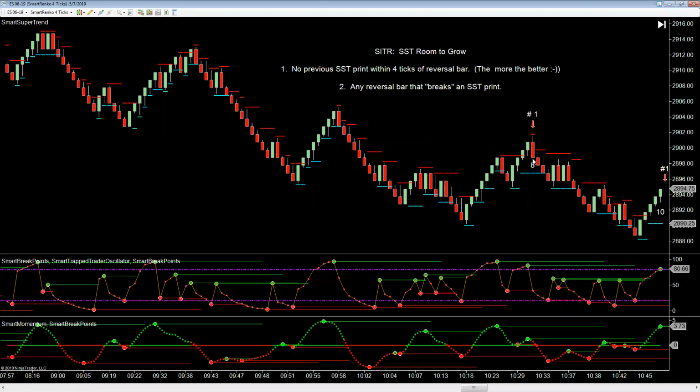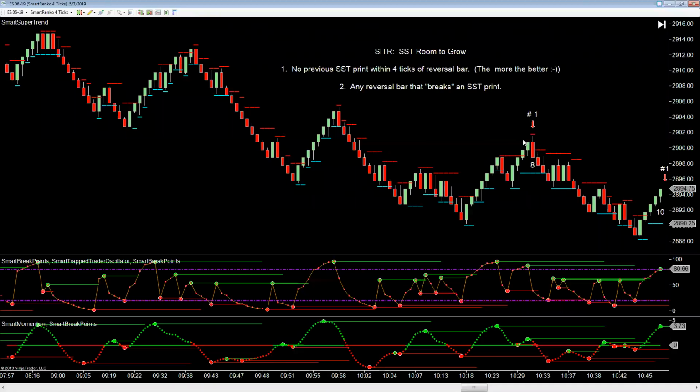And we have two entry methods for this signal. The first is no previous Smart Super Trend SST print within 4 ticks of a reversal bar. And the more space, the better. And then any reversal bar that breaks a previous SST print. I'll show you what both of these look like. We'll take a look at a few of these, and I've marked a few for teaching purposes.